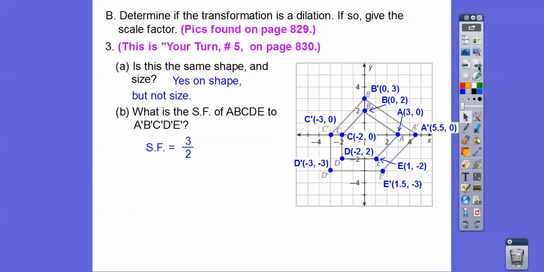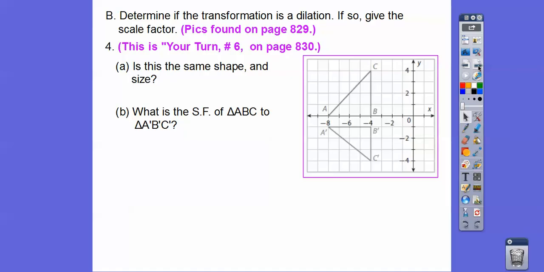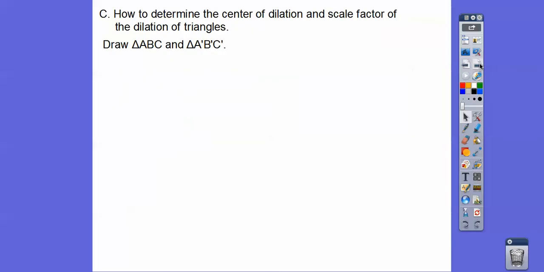The next one, you guys. Is this the same shape and the same size? What is the scale factor? No, this is not a dilation. Can you see the lengths are the same on this one, but the heights are different, so there is no scale factor, because they're not the same shape or the same size. They have different angle measures. This angle is a little bit smaller than this angle right there.